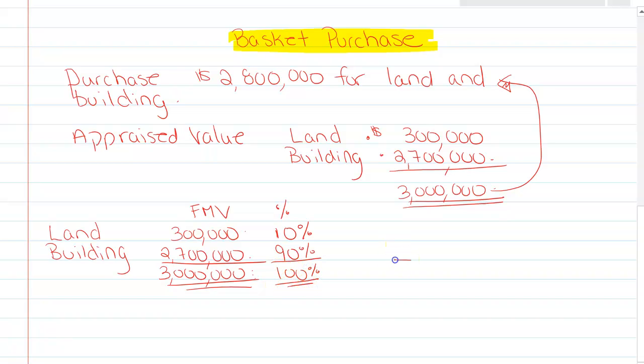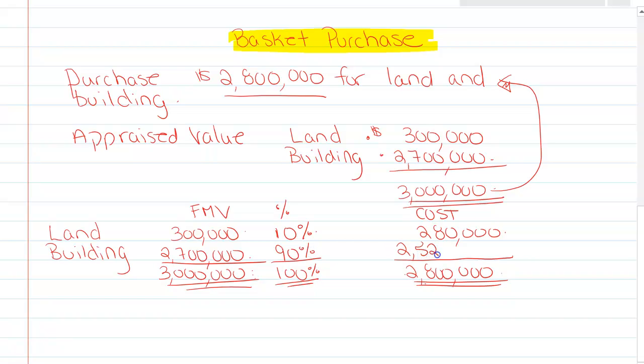So now I pay $2.8 million in total. So this value right here. So if I take 2.8 million and multiply it by 10%, that gives me 280,000. And then if I take the 2.8 million and multiply that by the 90%, that gives me 2,520,000. So then this amount here is what we will journalize on our books.